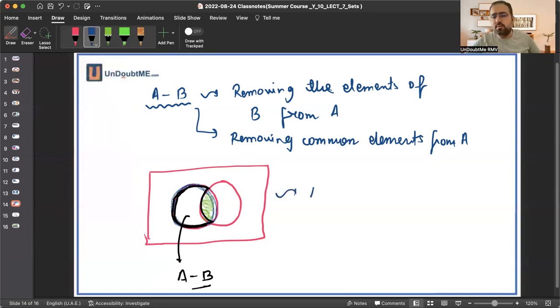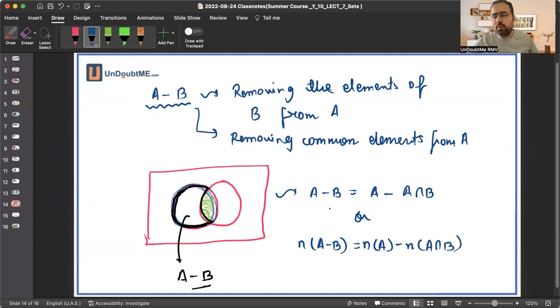So if I want to write this mathematically, then I say A minus B is equal to A minus A intersection B. In some books, you will also find it written as number of elements in A minus B is equal to number of elements in A minus number of elements in A intersection B. Now it is obvious that these formulas are applied only on number of elements. So somewhere you will find it written directly and somewhere you will find it written with this. Whichever way you like, you can proceed with that.